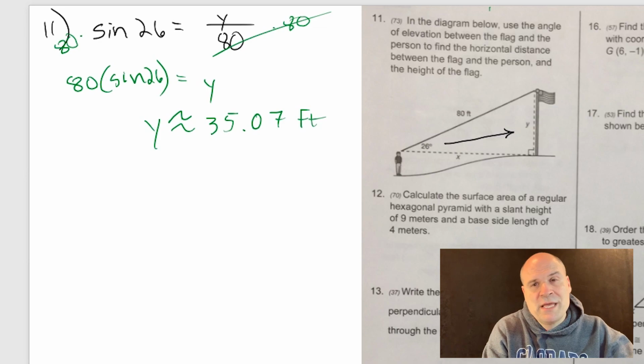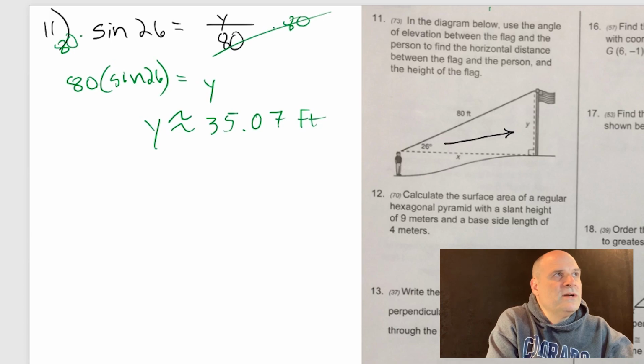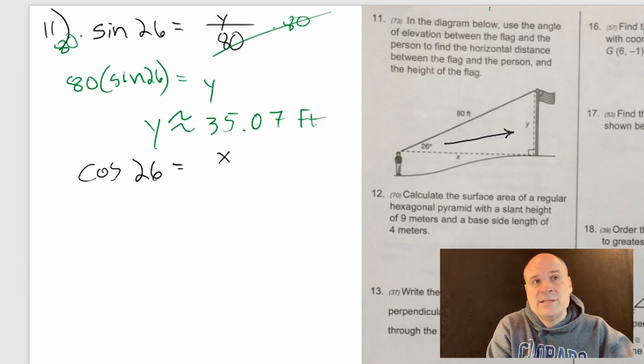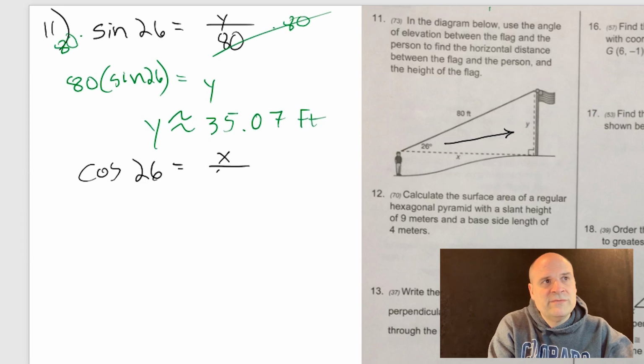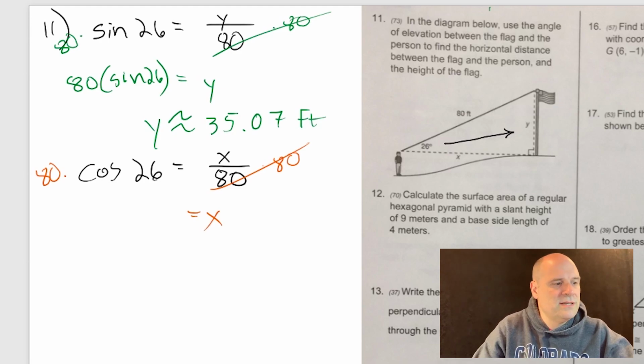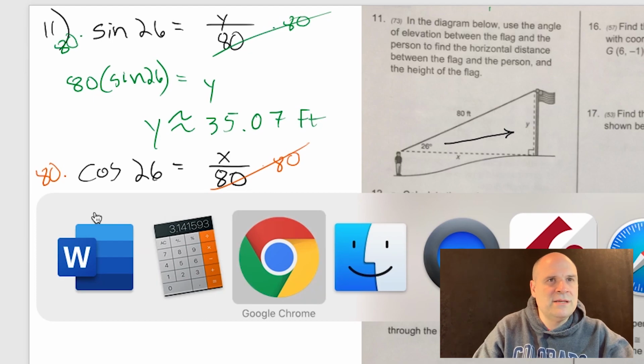Well, you could use the Pythagorean theorem from here. I think it's faster just to use cosine. So cosine of 26 equals adjacent. So remember, the adjacent side to cosine is whatever side is touching that angle that's not the hypotenuse. So x, adjacent over hypotenuse, so x over 80. So to get this guy by itself, you multiply by 80 on both sides. Those cancel, and x equals 80 times the cosine of 26. Well, what's the cosine of 26 times 80?